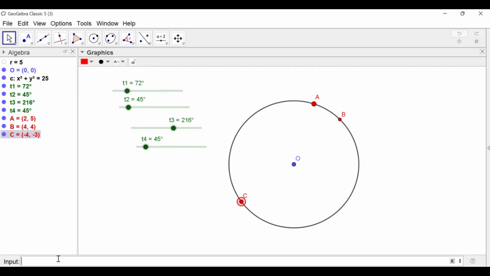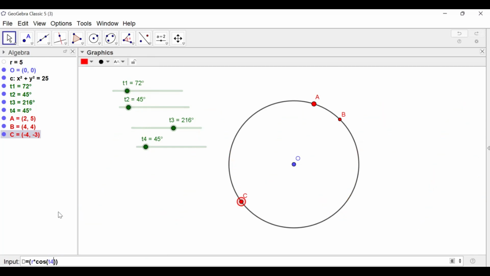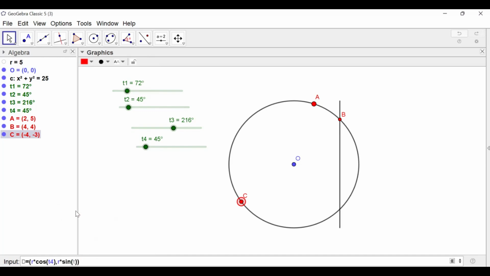So the last point, point D, will give us R times cos T4. Take R times sine T4. Okay, beautiful. So we have the fourth one. Okay, all the points are seen here.